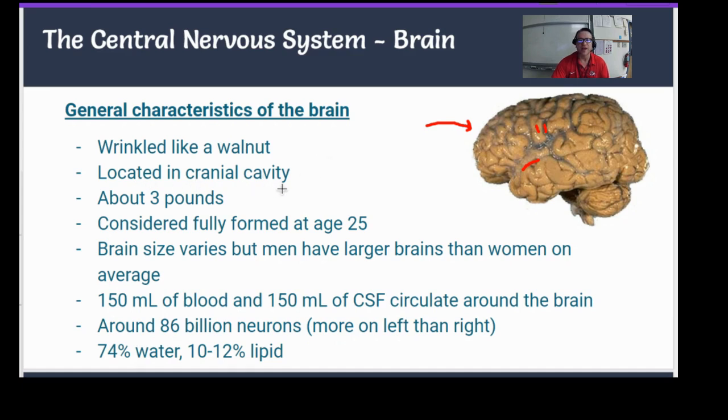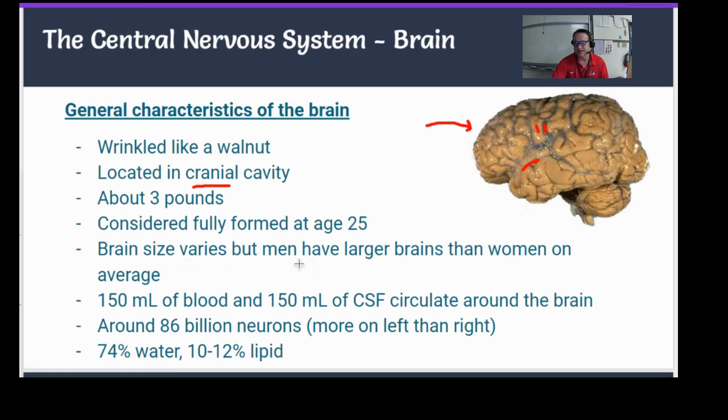It's located in the cranial cavity. Remember, the dorsal cavity is along the back and contains the cranial cavity where the brain is, and also the vertebral cavity where the spinal cord is located. Remember, both those combined are the dorsal cavity, but the brain is specifically located in the cranial cavity. Weighs about 3 pounds. Don't know if you'll need to know that. It's considered fully developed or formed by age 25. So most of you guys in high school, your brain is still developing.